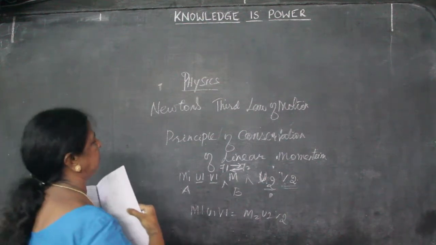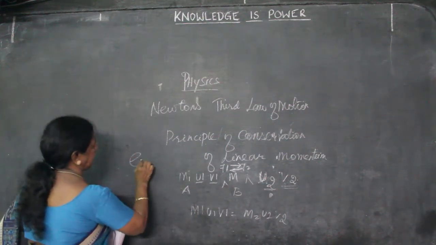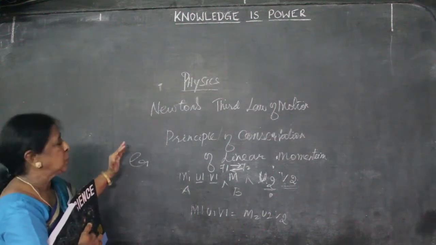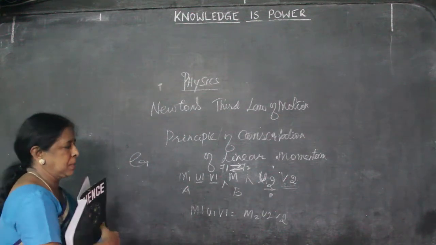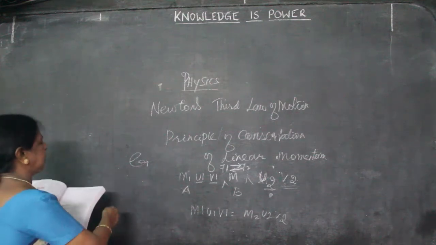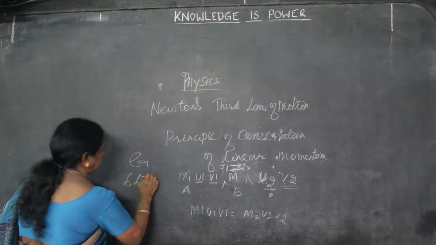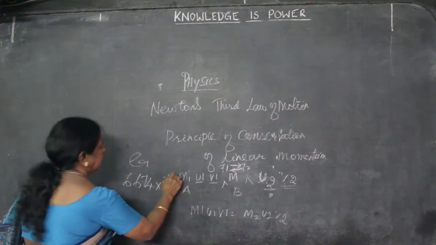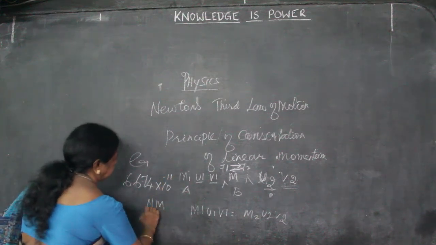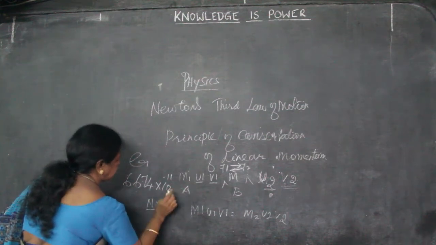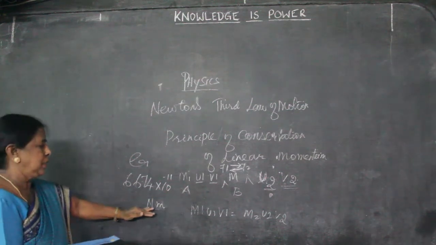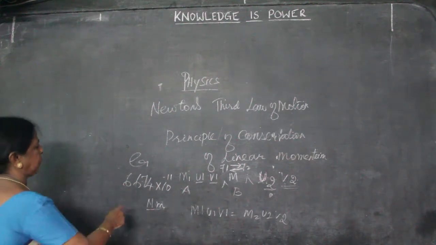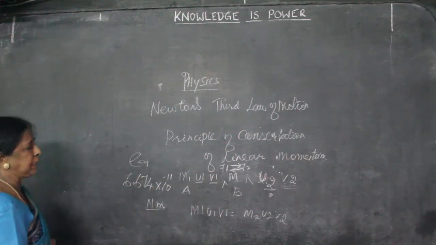Gravitational force, otherwise we can represent as G. G stands for gravity. Force applied by gravity is known as gravitational force. The value of the gravitational constant is 6.674 into 10 to the power of minus 11, measured in Newton meter, Nm, N capital and m small letter. Clear?